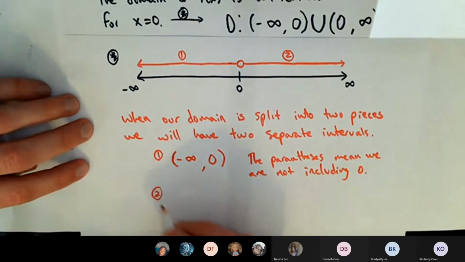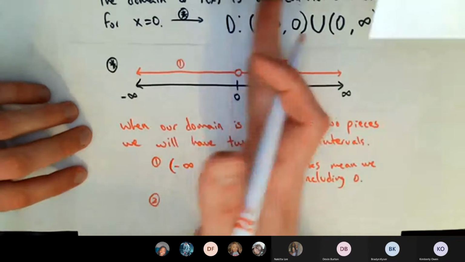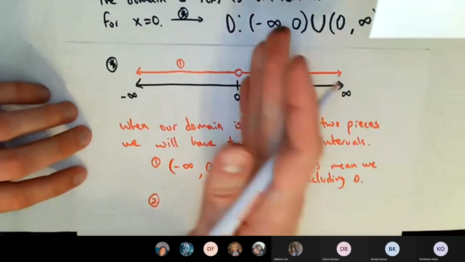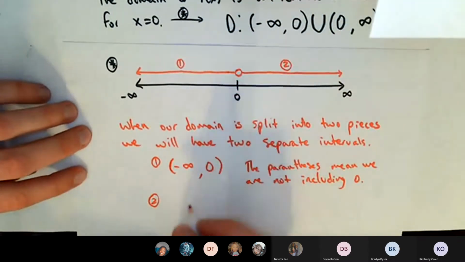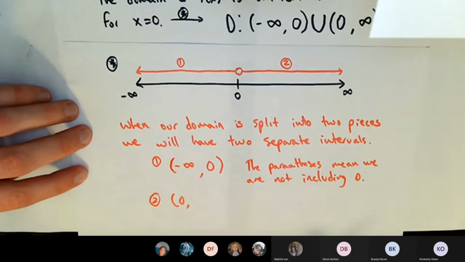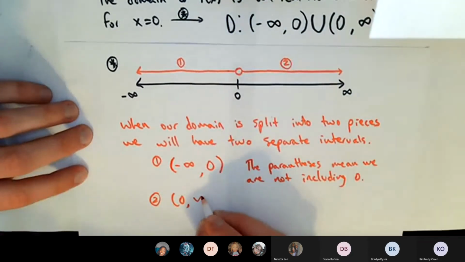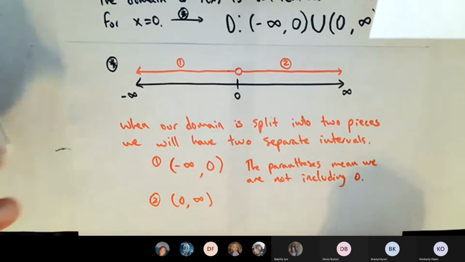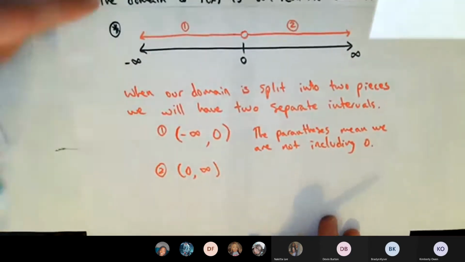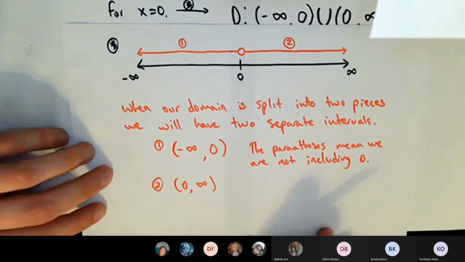Now the second half, again reading from left to right, I'm starting at part 2 here. The leftmost part is that 0, but again, not including it. So parentheses again. And the furthest number, of course, is going to be that infinity wrapped in parentheses. Now, shoot, I'm out of room. Okay.